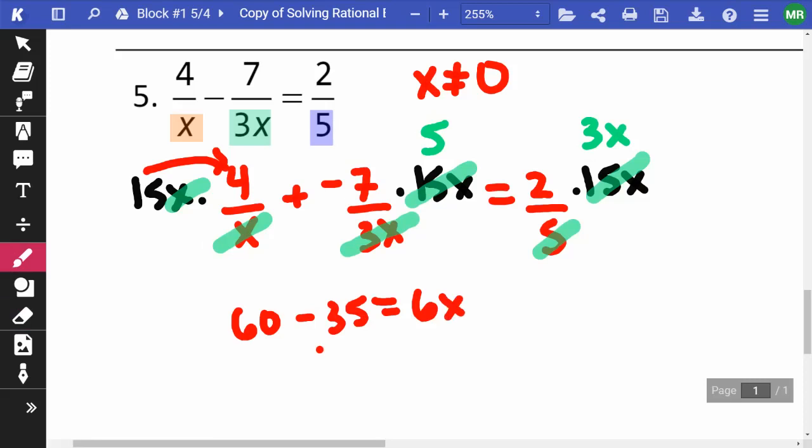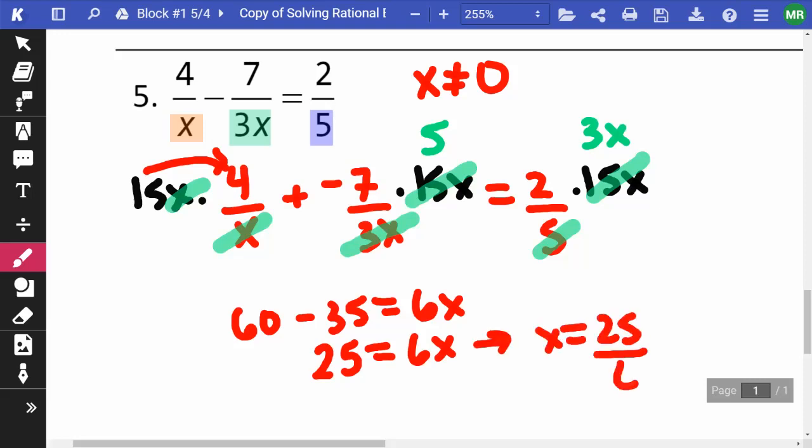So I'm going to get a 25 is equal to 6x, divide by 6. So I'm going to get x equal 25 over 6. And that is not equal to 0. So that's my answer. And the last one.